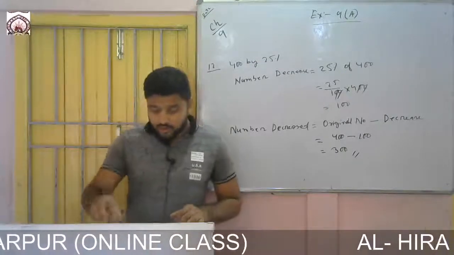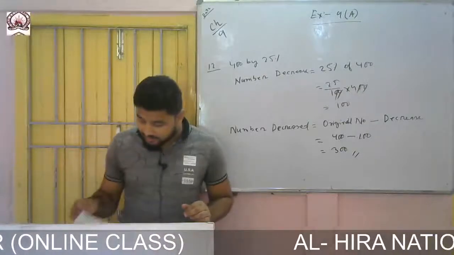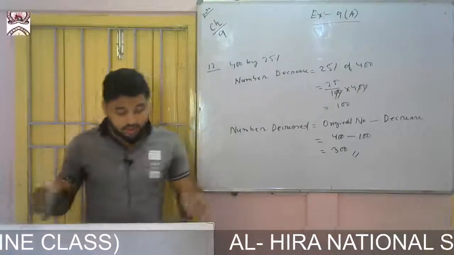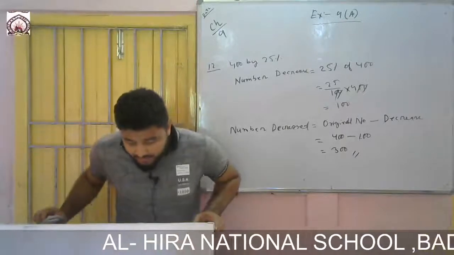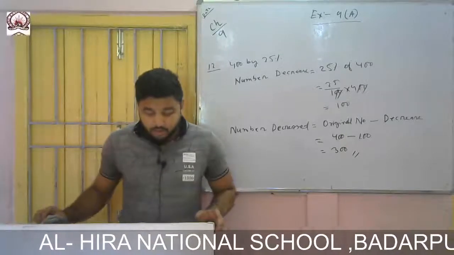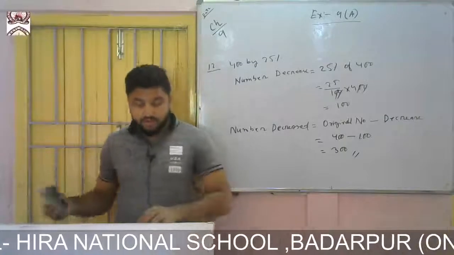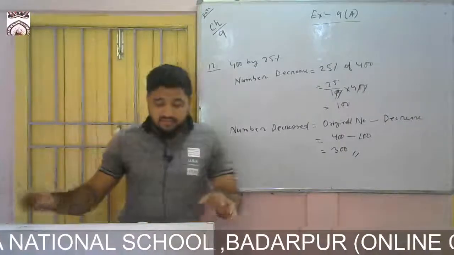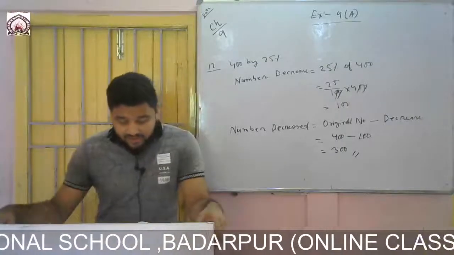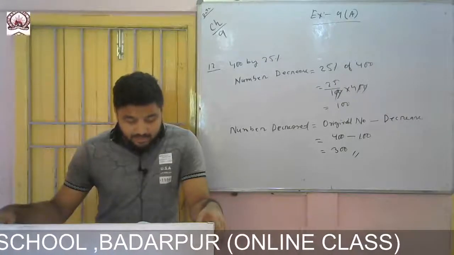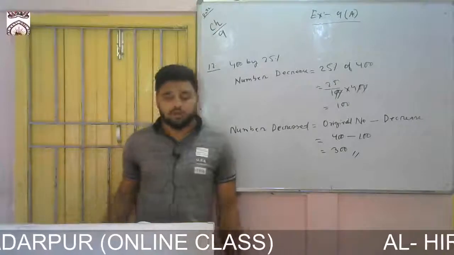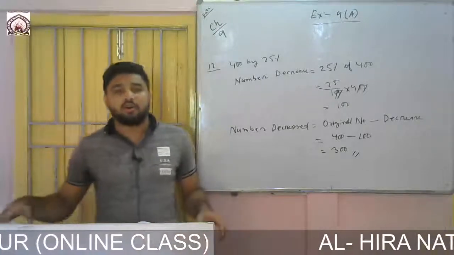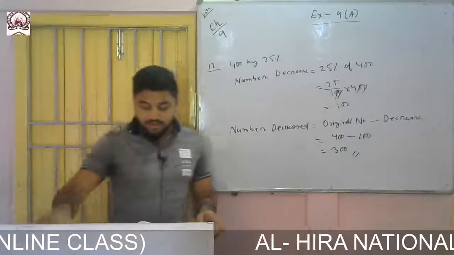Now come to question number 20, a high order thinking skills question. If 5% of 40 is greater than 25% of a number by 2, then find the number. We don't know the number, so we shall let it be X.